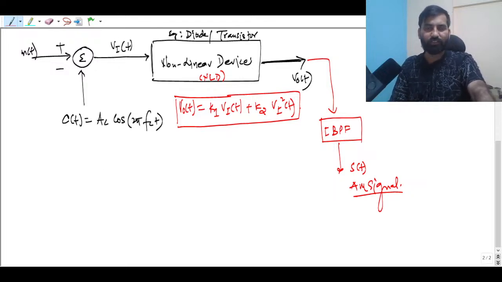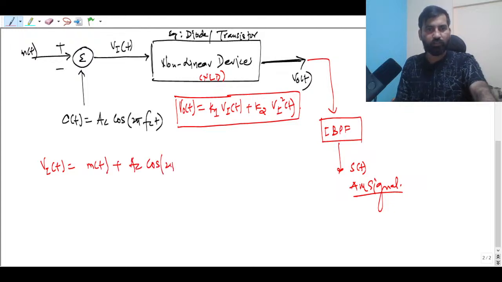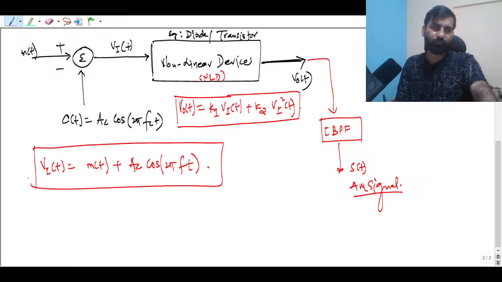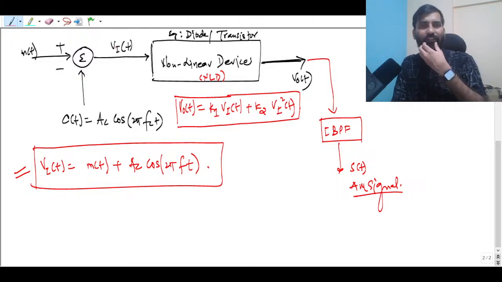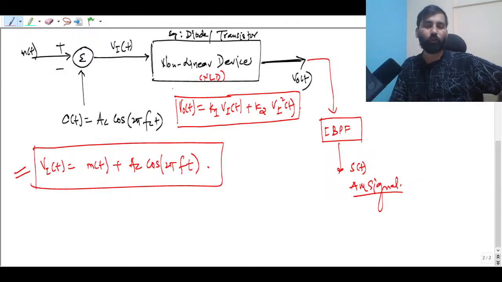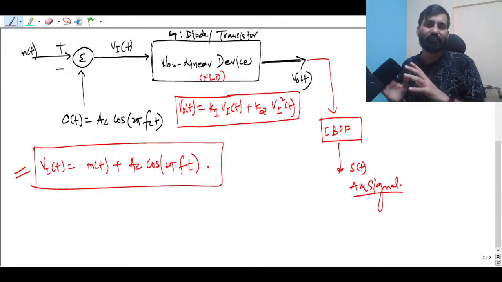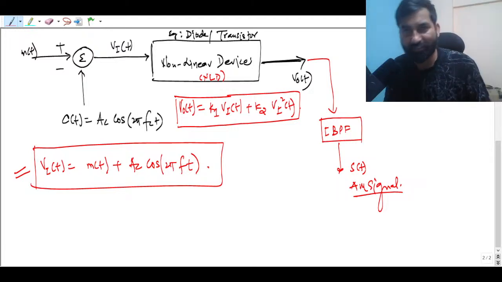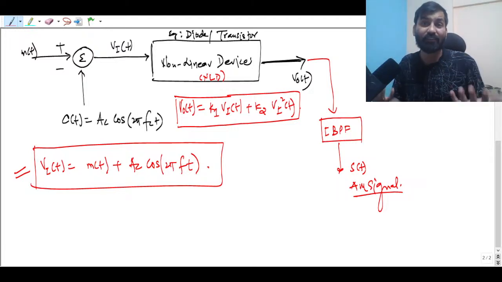So you can write what is this Vi. You can say that this Vi(t) is going to be your message signal plus your carrier signal, which is Ac cosine 2 pi fc t. I think anybody can do this. You can find Vi because you are just adding. This is a summer. Before you pass it through the non-linear device, you have to first add the message signal as well as the carrier signal.